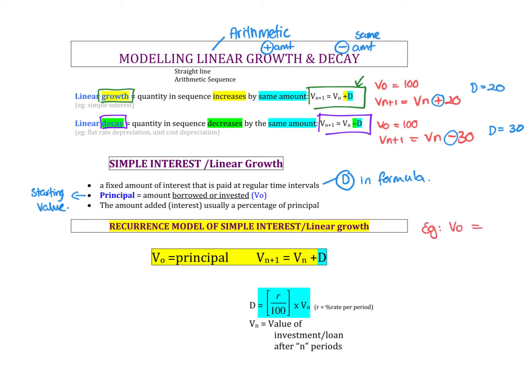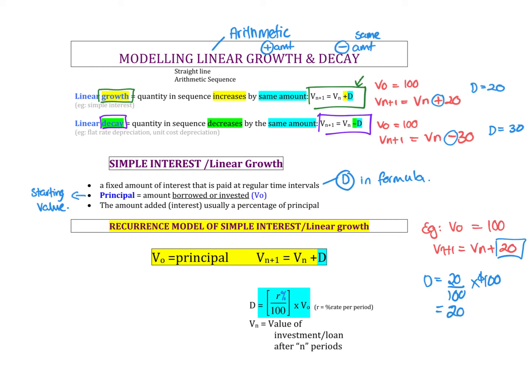So V0 was, I said $100, and then we ended up saying, if I said it was 20%, it would have been that. So let's have a look. Here, if we were working out that D value with what I said, you're going to get 20%. So in that formula is where we're going to put the percentage over 100 times our initial value, which was $100. That's what I said, and that's how we worked out D was 20. So 20 was going to be added.